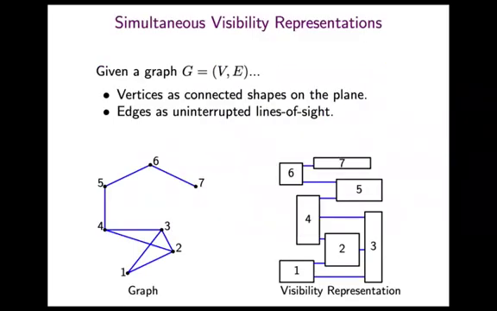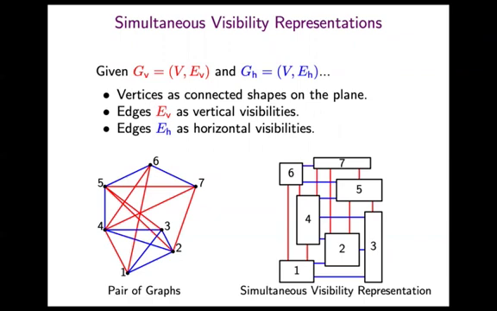Suppose we're given a graph G equals (V, E). A popular representation of this graph is a visibility representation, where its vertices are drawn as connected shapes on the plane and its edges become uninterrupted lines of sight between the shapes. For example, here we have drawn the vertices of G as axis-aligned rectangles, and the edges of G as axis-aligned horizontal visibilities between the shapes.